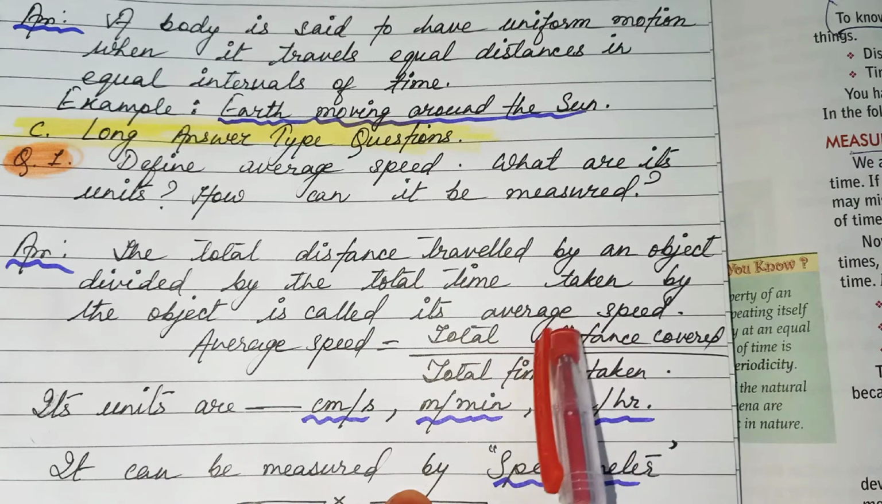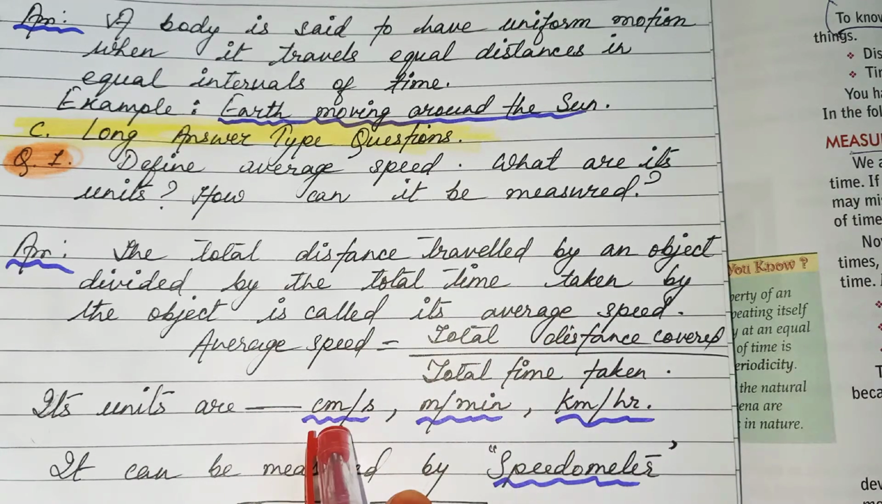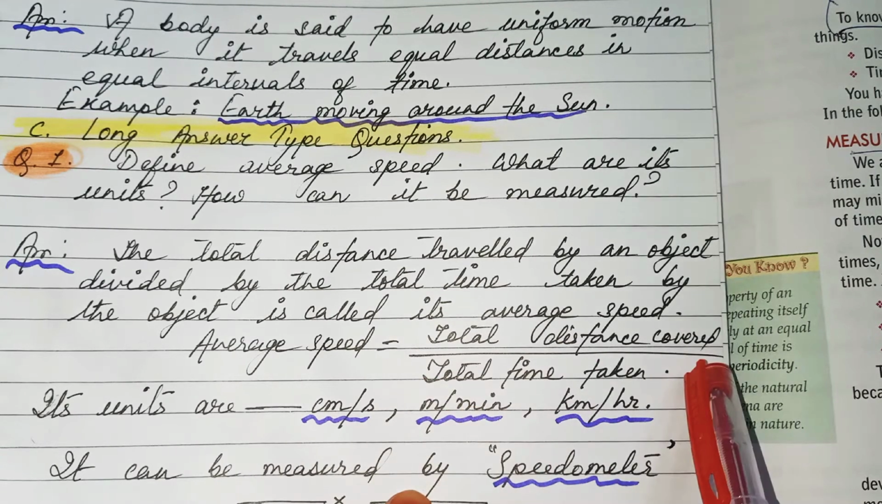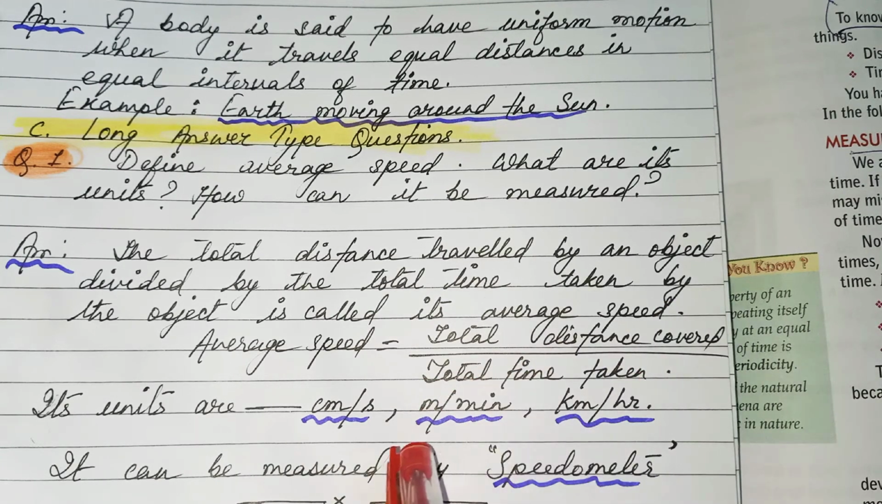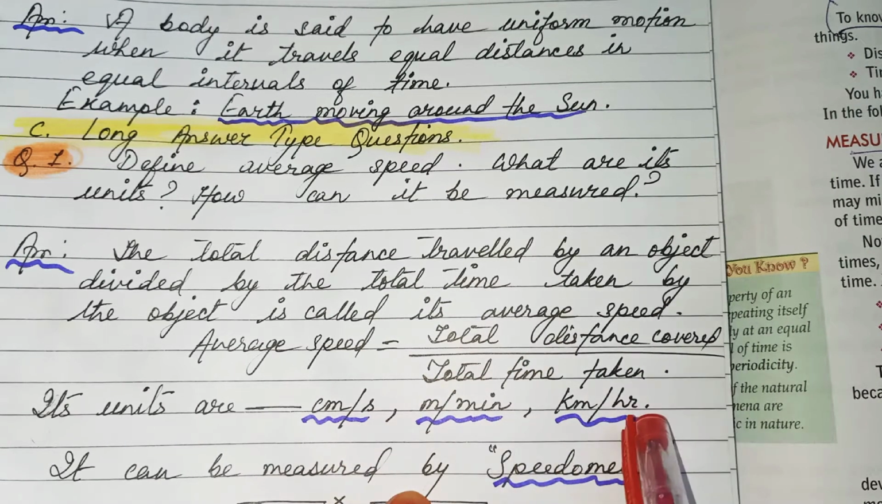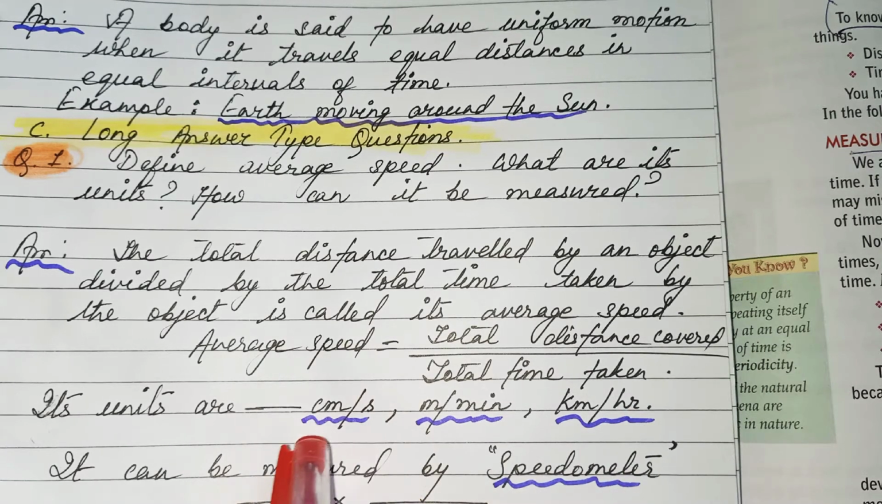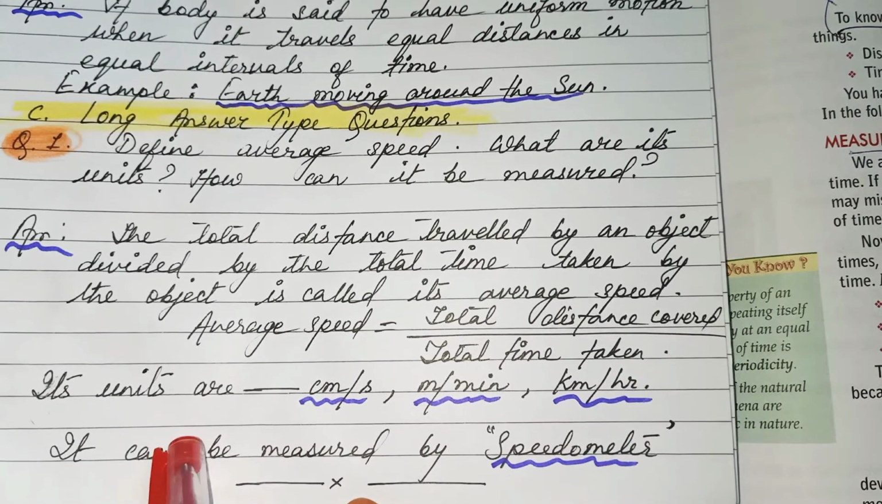For distance, the smallest unit is centimeter, then meter, then kilometer, and for time the smallest unit is second, then minute, hour. So you can write the units as centimeter per second, meter per minute, or kilometer per hour. Then how it can be measured.